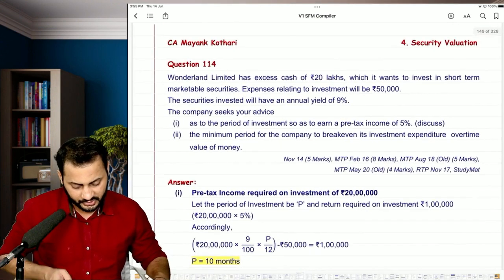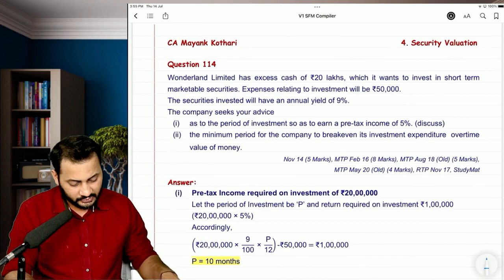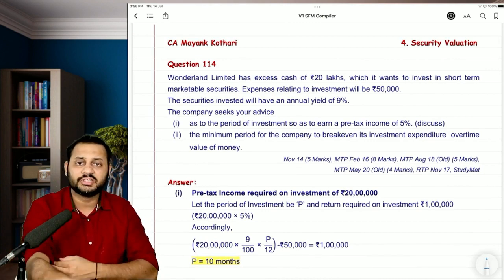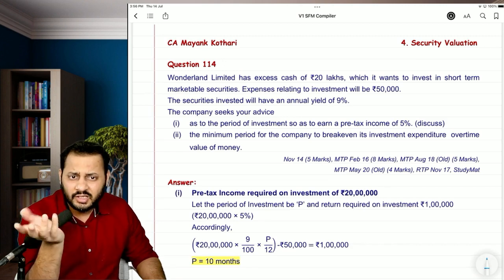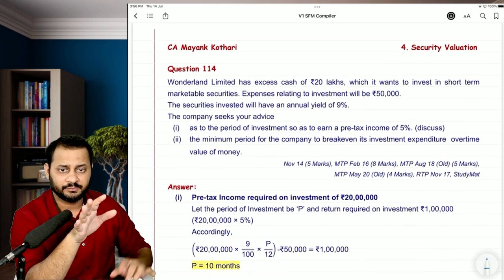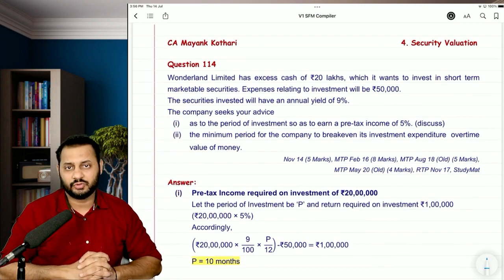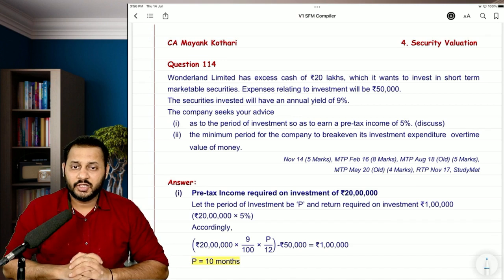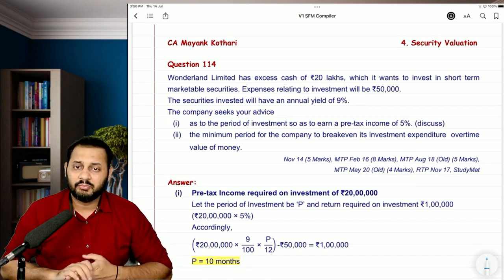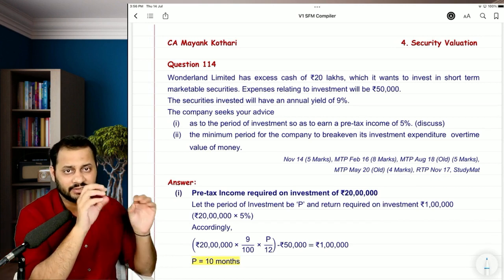Now coming over to question number 114. Again an interesting question. Wonderland Limited has excess cash of rupees 20 lakhs, which it wants to invest in short-term marketable securities. Expenses relating to investment will be 50,000 rupees. Now understand, 20 lakhs is the excess cash that they want to invest, but while investing, 50,000 will be something that they will have to bear as expenses.